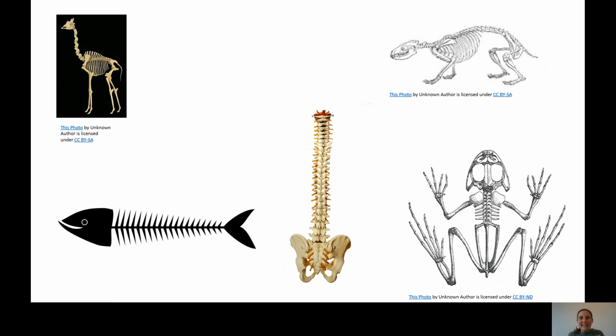Fantastic, Year 2. Did any of you work it out or remember from your learning last year? So a vertebrate is an animal with a backbone. So all these animals have a backbone. So we've got fish, we've got a giraffe, a frog, a hedgehog, and ourselves, human beings.